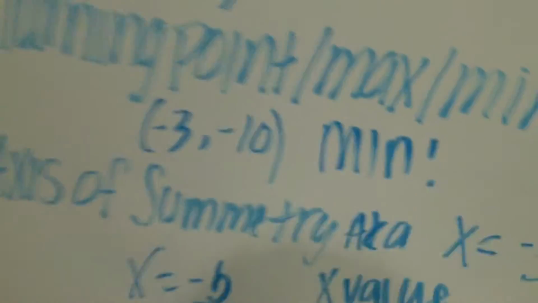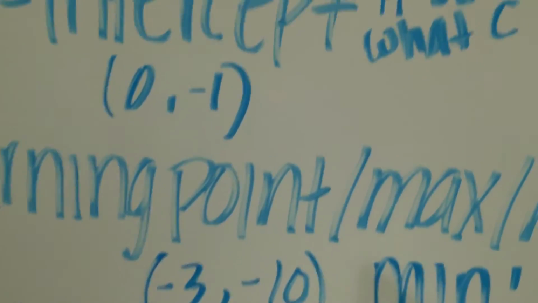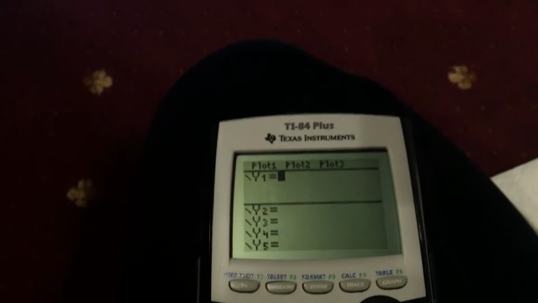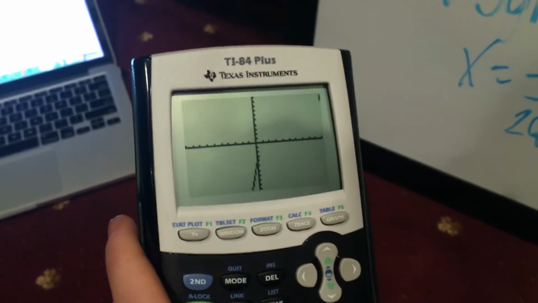So that's everything. Now I just want to show you what I mean by a maximum. If I plug this in my formula: -2x squared plus 4x minus 4. Sorry guys, I'm holding this and trying to type at the same time. And you graph it.